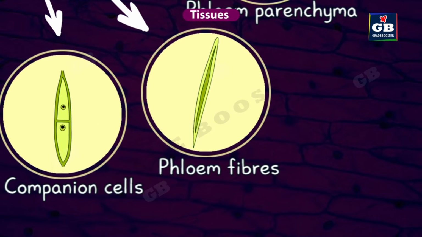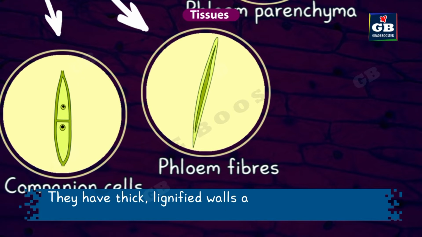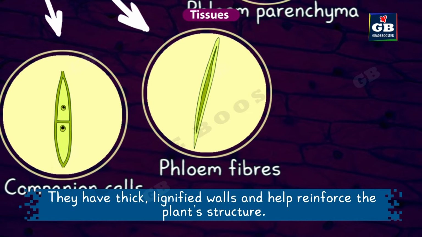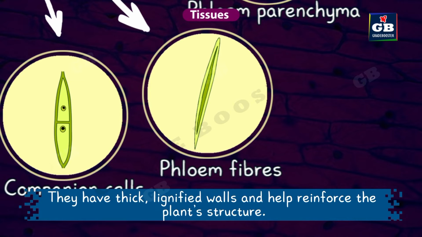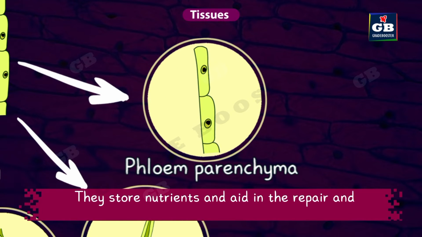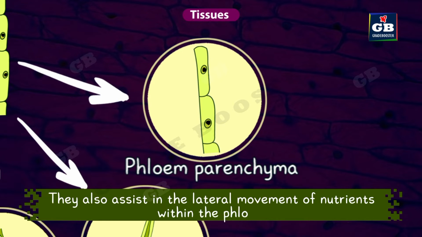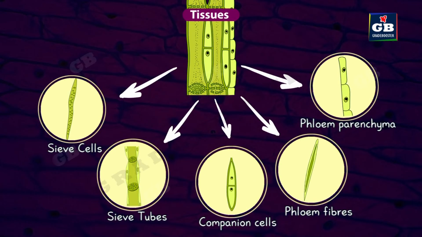Phloem fibers. They provide structural support and strength to the phloem tissue. They have thick lignified walls and help reinforce the plant's structure. Phloem parenchyma. They store nutrients and aid in the repair and maintenance of phloem tissue. They also assist in the lateral movement of nutrients within the phloem. This is all about the tissues in plants.